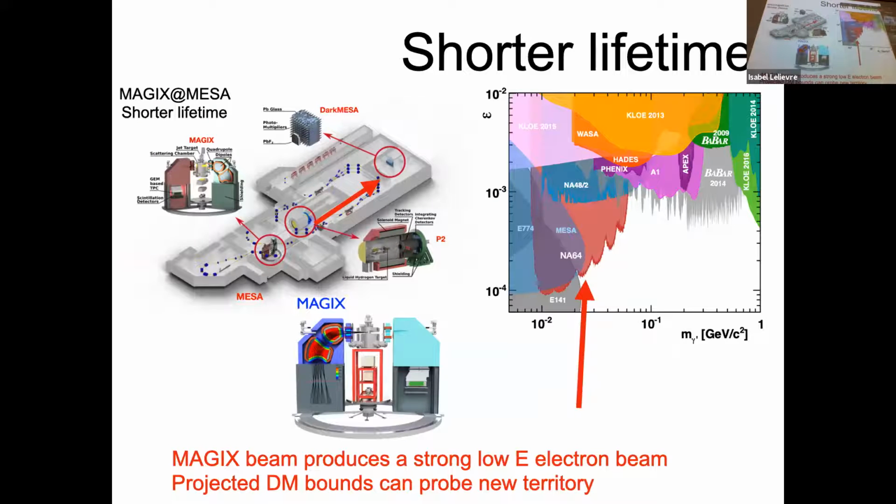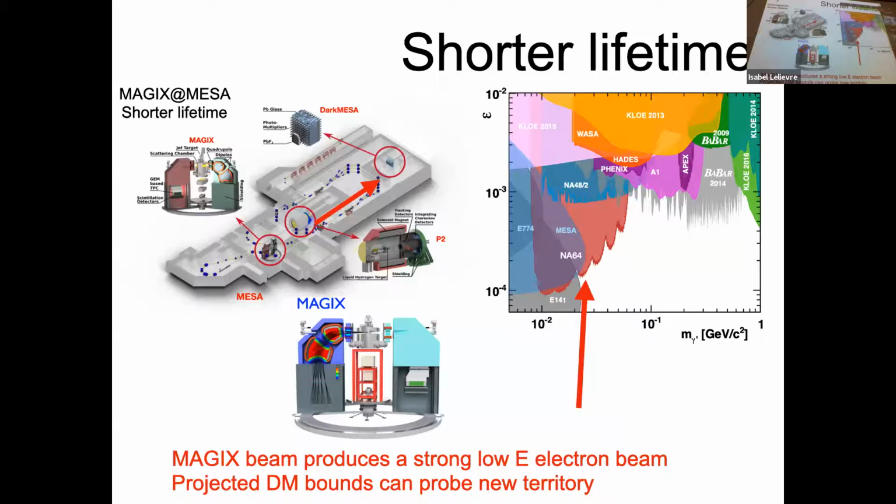Here's another long-lived particle bound. This is being run in Germany right now. So this is the MAGIX at MESA detector. So MESA, I think, is the beam. MAGIX is the detector. And there are various detectors.